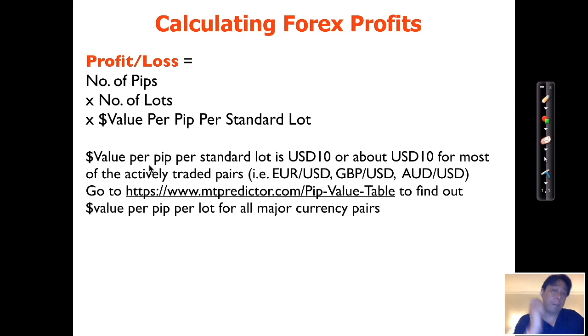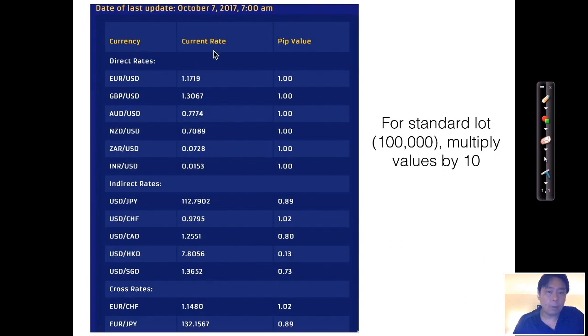The dollar value per pip for each standard lot is usually about $10. Okay, for most of the actively traded pairs like Euro USD, Pound USD, and Aussie USD. Okay, but to get the exact value, you can go to this website over here, which is mtpredictor.com/pip value table to find out the exact dollar value per pip per lot for most of the major currency pairs. So if you go to the website, you will see something like that. Okay, and again, this changes all the time. So you have to get the latest update on that day.